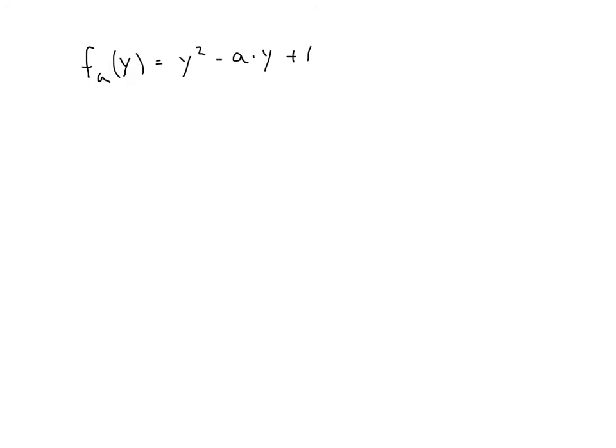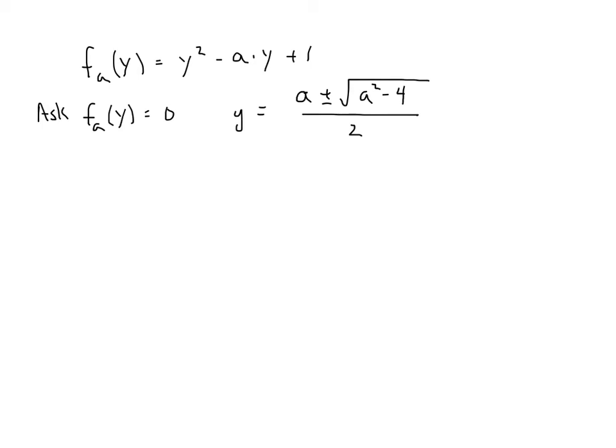And I want to ask, well, where are the equilibrium points? I ask, well, when is this equal to 0? And I'll find values of y in terms of A. This is a quadratic, so y is equal to minus A plus or minus the square root of A squared minus 4 AC, but A and C are 1, over 2.